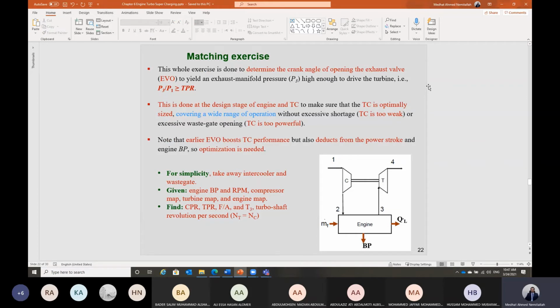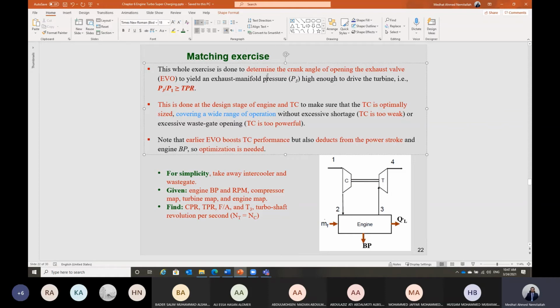And we have to do a matching exercise in this case in order to get the proper operating point that can match between the compressor, to decide about the pressure ratio across the compressor and the mass flow rate to the engine. And also this point should match with the mass flow rate and the brake power out of this engine. And the engine will decide about when to open the exhaust valve so that we can get a temperature T3 and the pressure P3 that is higher than the required pressure ratio across the turbine, so that we can make sure that the turbine will be able to generate enough power in order to drive the compressor to give enough amount of air to match this point.